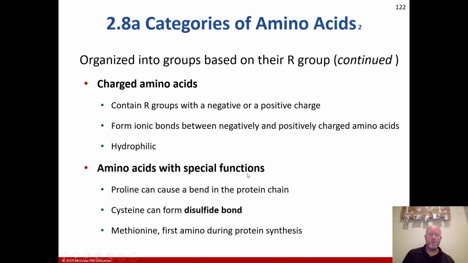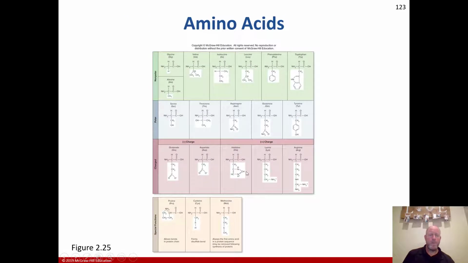Amino acids with special functions. Proline can cause a bend in the protein chain. Cysteine can form a disulfide bond. And methionine is the first amino acid during protein synthesis.